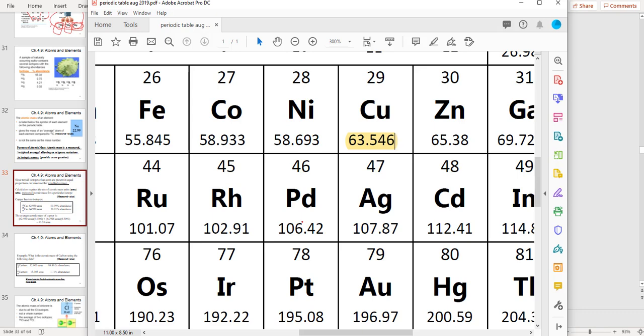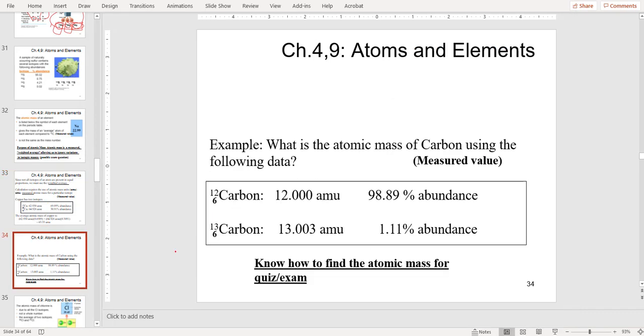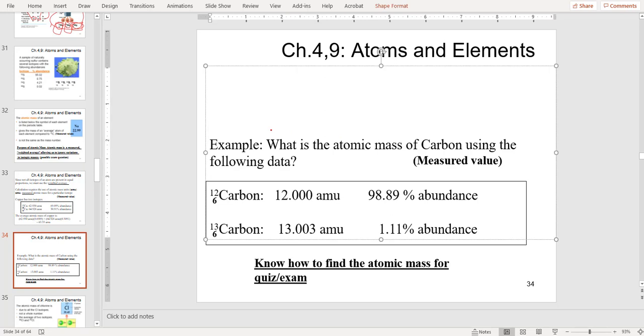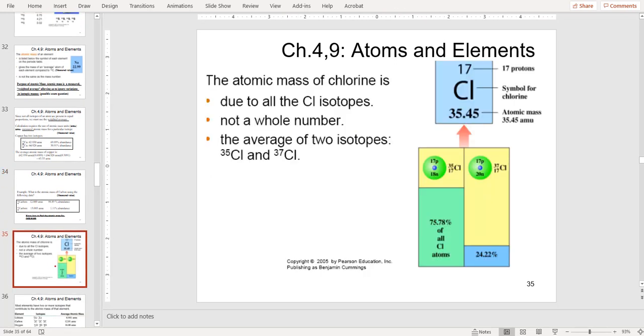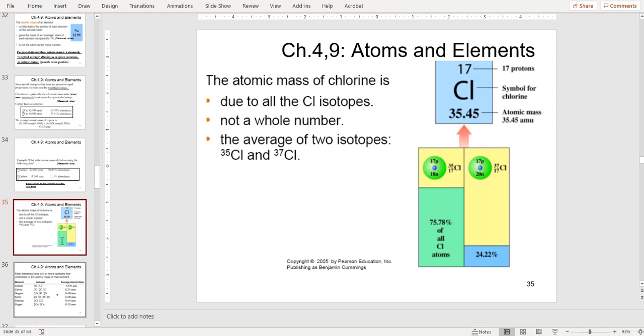This is why it's important that I indicate to you which periodic table you need to use for each quiz and exam, which should be this one that's taken from the Canvas website. So be sure to practice how to calculate the atomic mass. You'll get an example just like this on a future quiz or exam.